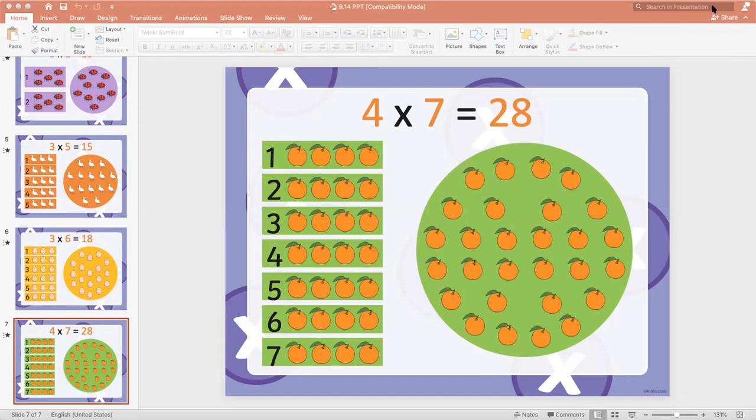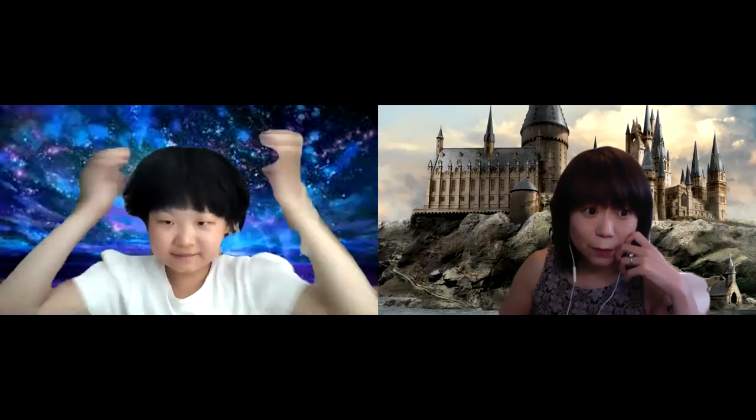Very good, Peng Peng. So I think from now on, you understand what multiplication is, right? So we're going to teach you some strategies of multiplication. That means we're doing some tricks, right? So we like tricks. Do you like tricks?